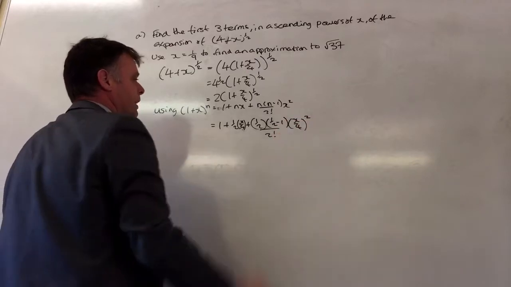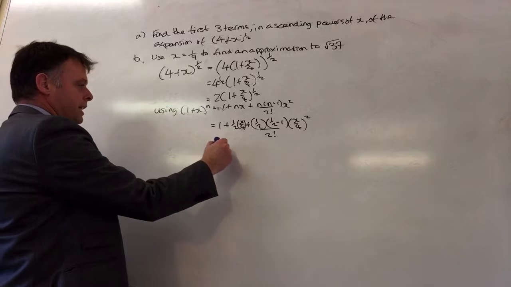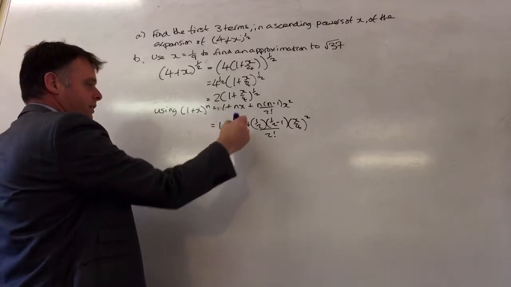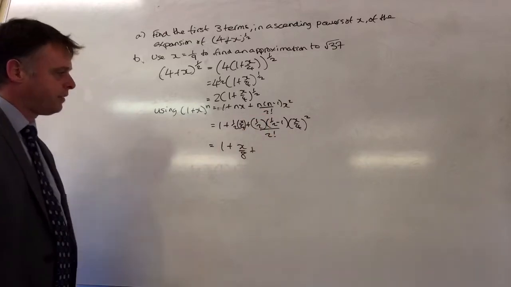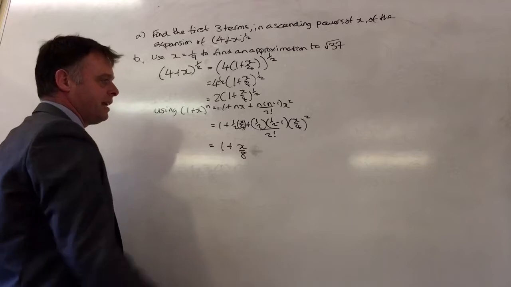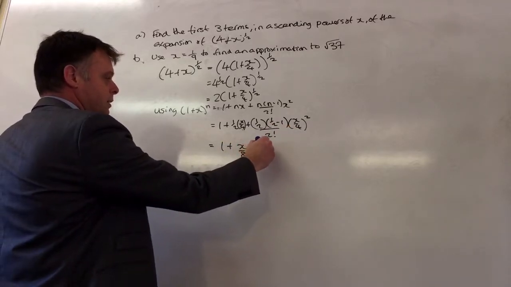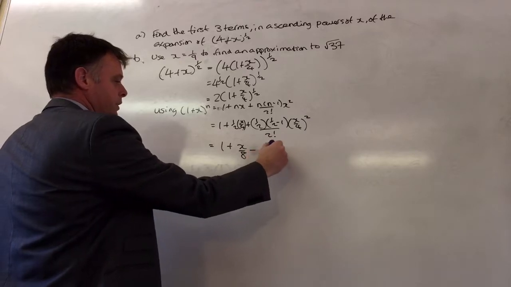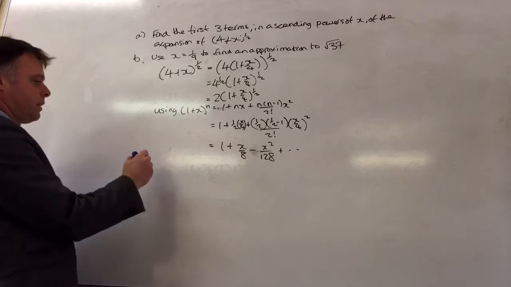x over 4 squared. And then again, as it was previously, it's just a case of evaluating the fraction. So a half of x over 4 is x over 8. A half times minus a half is minus a quarter. Divided by 2 is minus an eighth. Times 1 over 16 is minus x squared over 128. And again, that series would continue on forever.